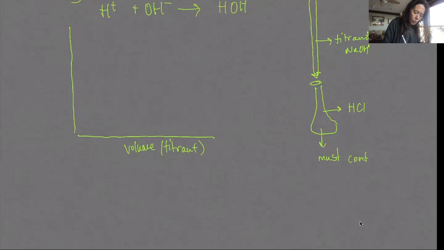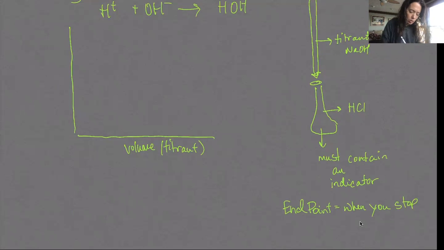The indicator is one color in an acid and a different color in a base. All right, so when we see that indicator begin to change colors, we know that we have reached our equivalence point. Okay, now the end point is when you stop the titration. When you stop adding titrant to analyte, that is the end point. You've ended your titration.